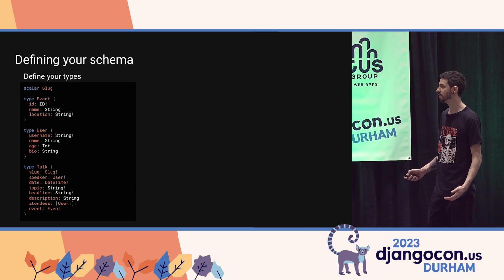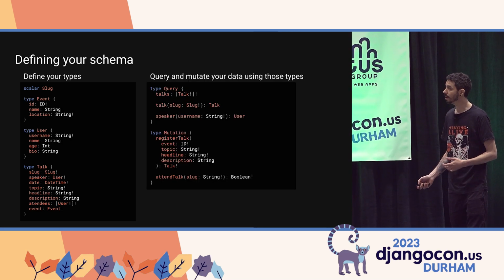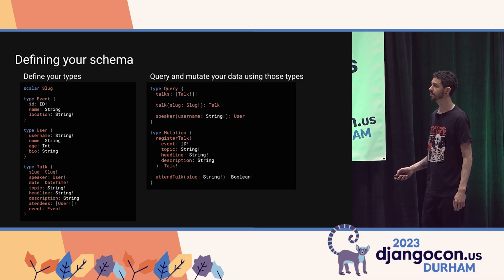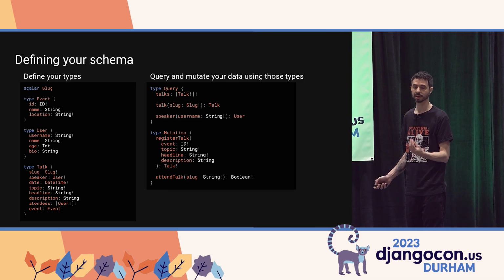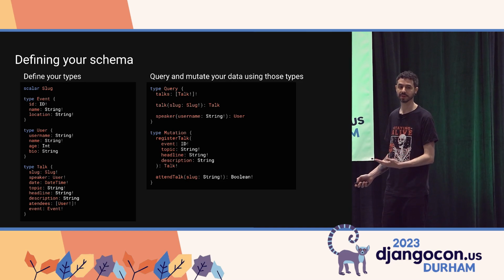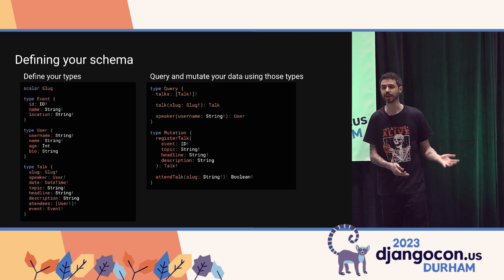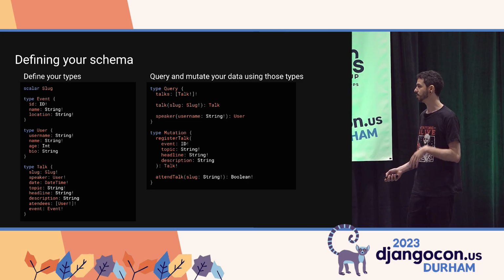The user and also the relations, you'll see that there are here. So the talk has a speaker, which is a user, and also attendees, which is a list of users. And when you are defining your schema, you define your types, and you can define how you will talk to your types. So you define queries and mutations. Queries are similar to GET requests, and mutations are similar to post, put, delete mutations.